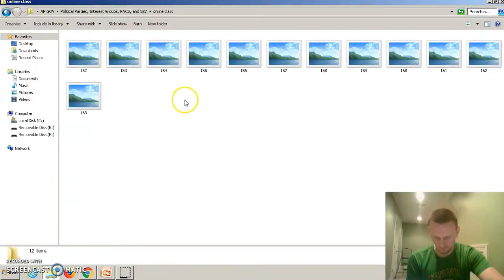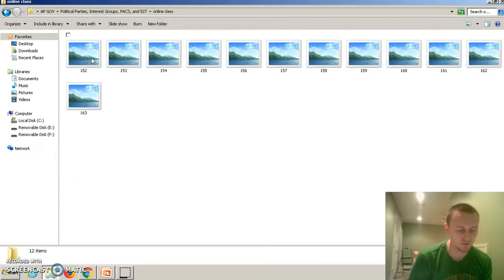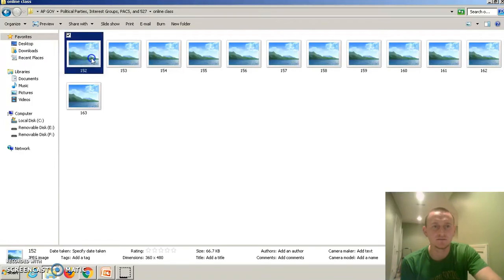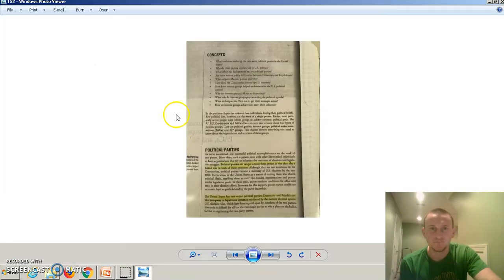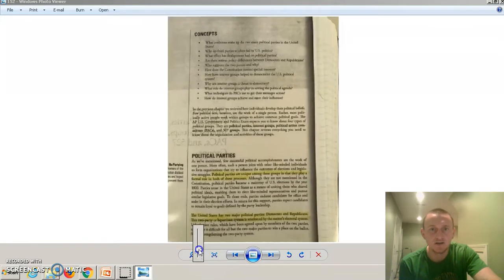AP Gov, here we go. Okay, it's a pretty big section. Talks about political parties, PACs, 527s, a bunch of stuff going on here. Okay, you got your main concepts we will work with later. Okay, they're pretty important. You got political parties.